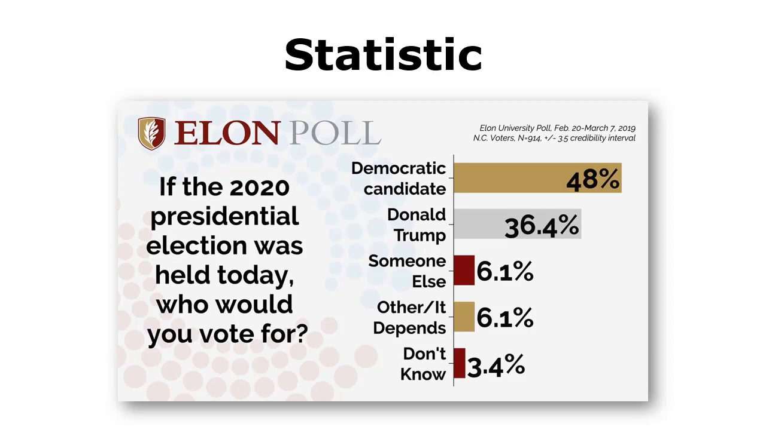And you can see, who would you vote for? Now, notice if you can see the tiny little details in the upper right-hand corner of the image. It says North Carolina voters, the N is 914. That means they polled 914 people. So that is not all of the people who are eligible to vote in North Carolina. That's just a sample. So these numbers then represent statistics.